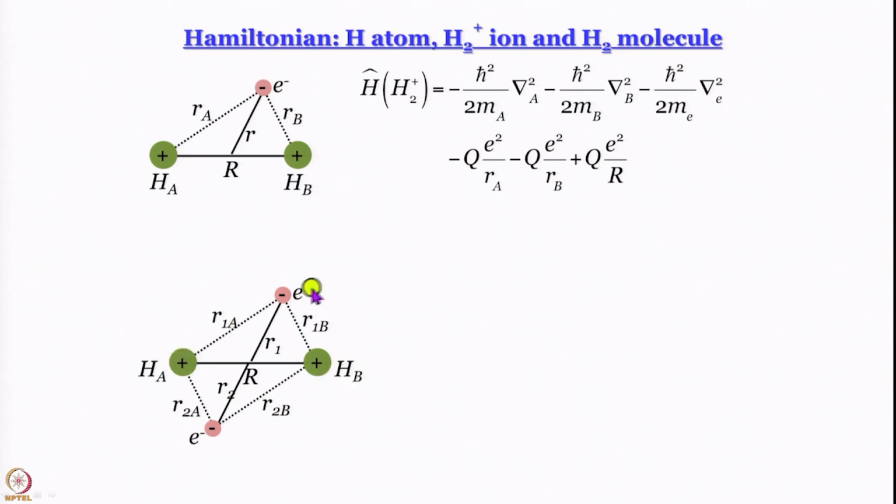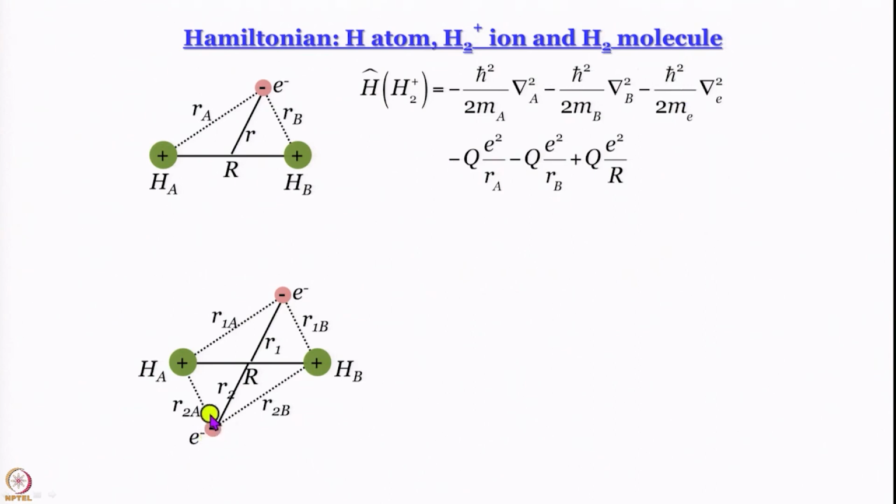So this separation between the first electron and nucleus A, we will write it as R1a, separation between first electron and nucleus B will be R1b, between second electron and nucleus A will be R2a, and that between the second electron and nucleus B will be R2b, and accordingly we will get how many more terms?